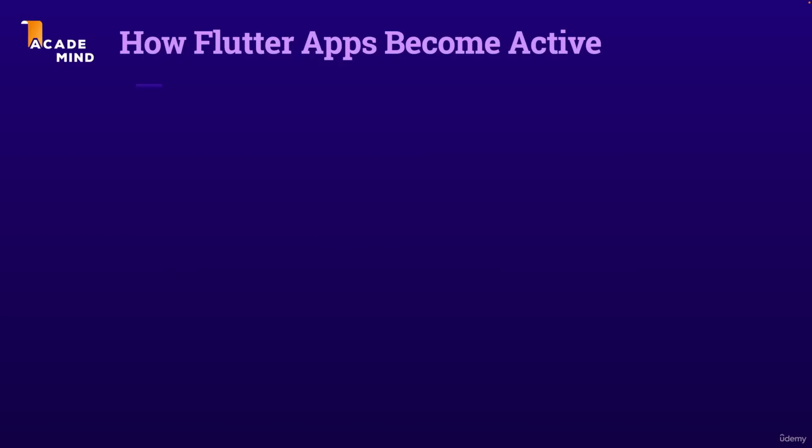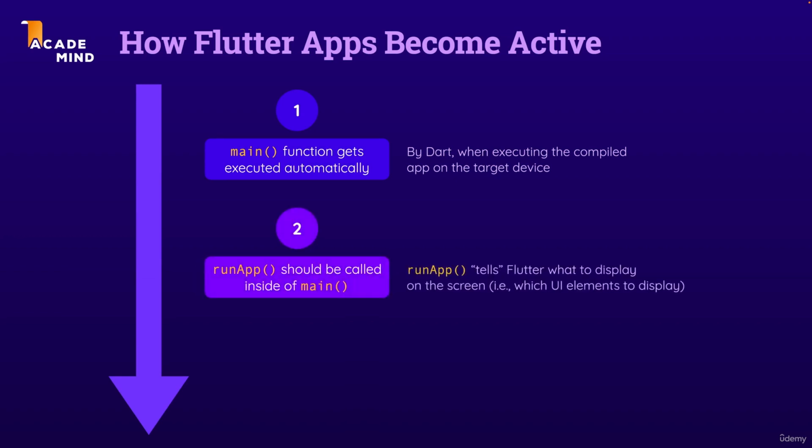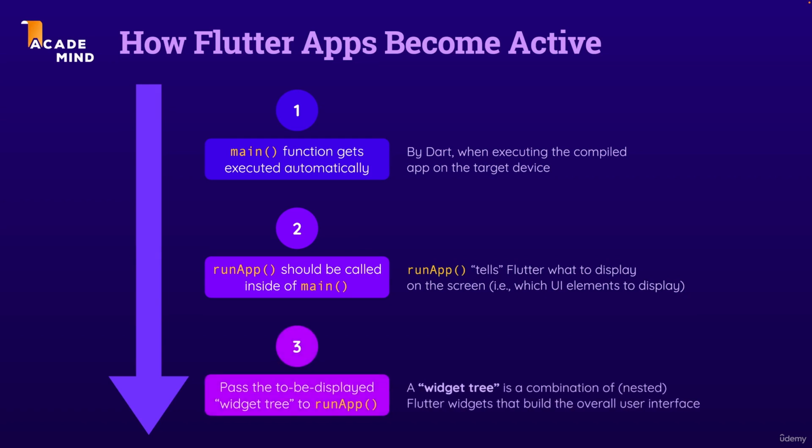And it's then in the end the combination of that main function in the main Dart file being executed automatically by Dart, and that runApp function that's provided by Flutter telling Flutter what should be drawn onto the screen, so which kind of user interface should be displayed on the screen. And for that, runApp needs a so-called argument.